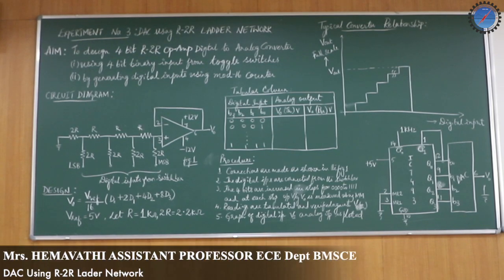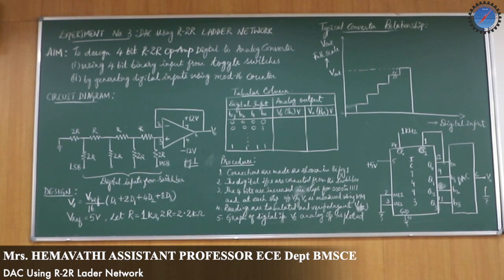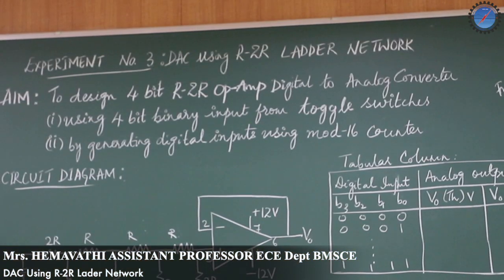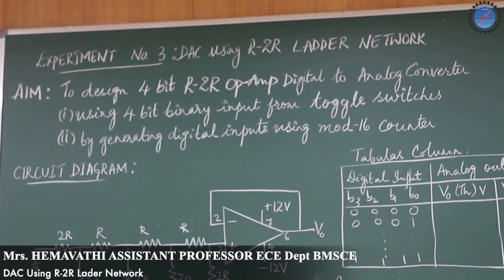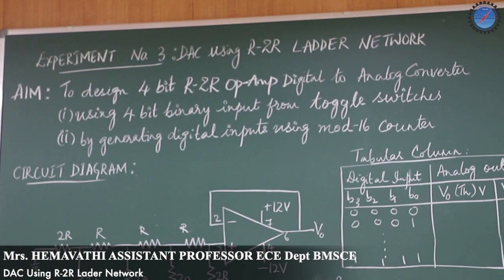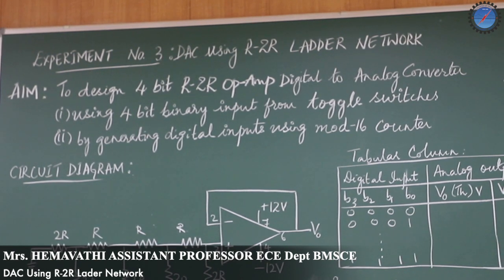So the next experiment is digital to analog converter using R to R ladder network. A digital to analog converter is a simple and inexpensive way to perform digital to analog conversion. It converts digital voltage to analog form.